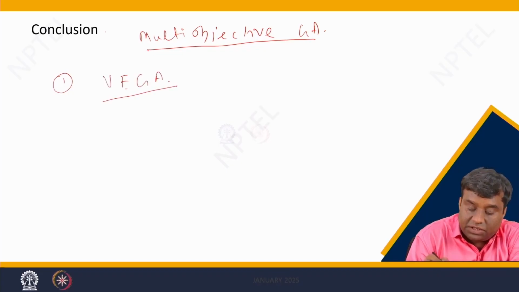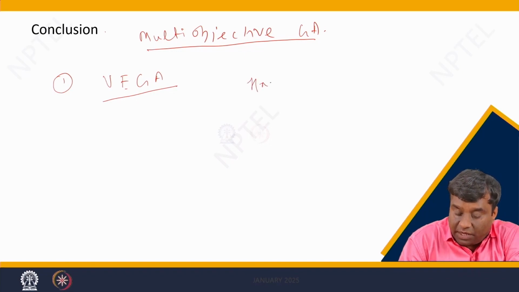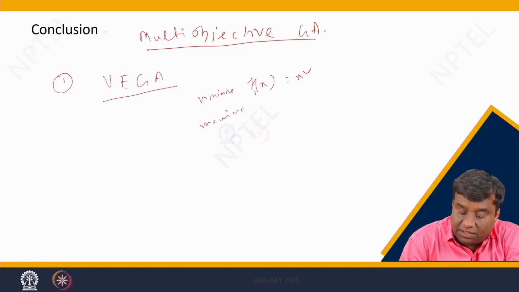So there you have seen that we have done minimize f1x equal to x square, maximize f2x equal to minus of x minus 3 whole square.